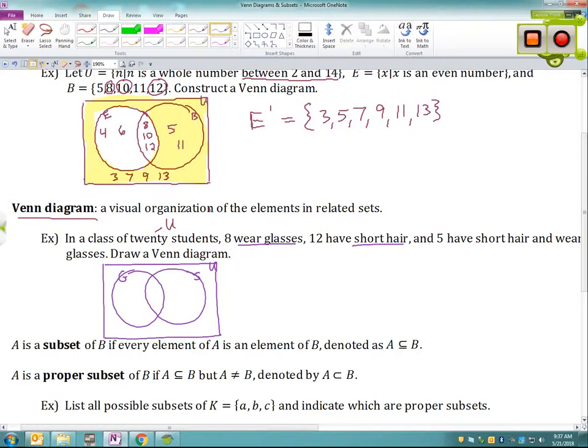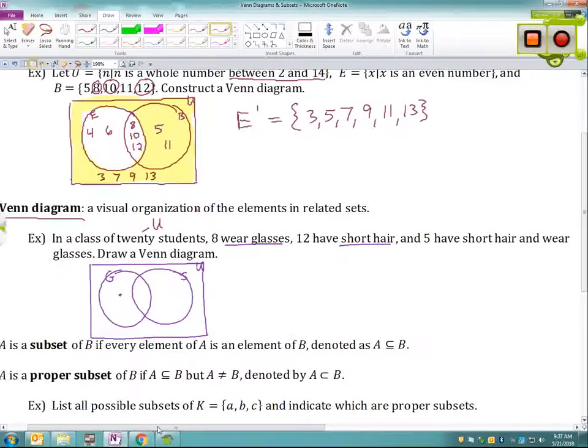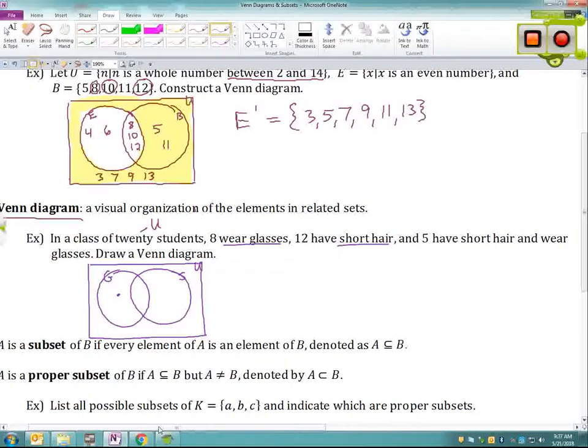All right, so then how many students wear glasses? Well, 8 of them wear glasses, but I'm not going to put an 8 right there because of those 8 students, some of them have short hair as well. And same thing over on the other side. I'm not going to put a 12 over here because I don't know how many of those are in the outer part of the bubble and not in the overlap. So I'm going to look at the overlap first. And I know that 5 have short hair and wear glasses. So that tells me that in my overlap, there are 5 students that are common to both the glasses bubble and the short hair bubble, okay?